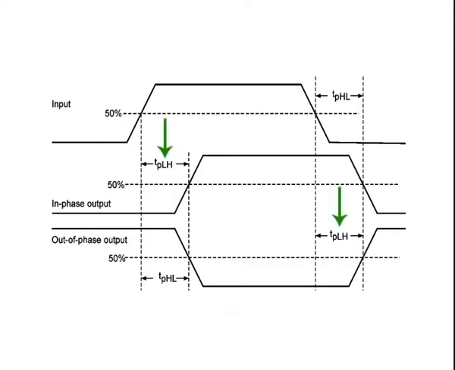TPLH is the time delay between specified voltage points on the input and output waveforms with the output changing from low to high. TPHL is the time delay between specified voltage points on the input and output waveforms with the output changing from high to low.